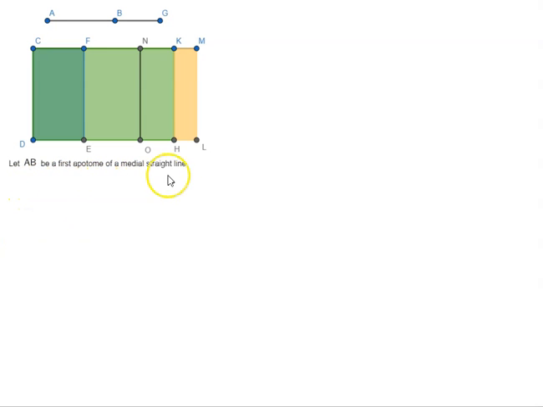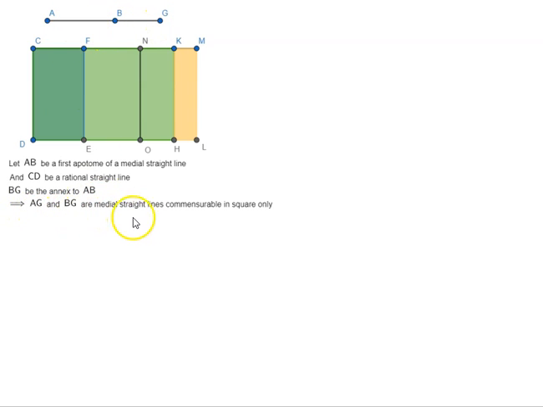Let AB be a first apotome of a medial straight line and CD be a rational straight line. If the square on AB is applied to CD, a rational straight line, then it will produce a breadth CF, which will be a second apotome. That is what the proposition is saying. So let BG be the annex to AB, which implies AG and BG are medial straight lines commensurable in square only, and AG by BG is a rational rectangle.